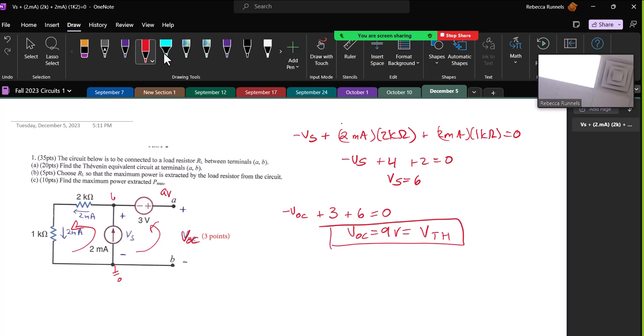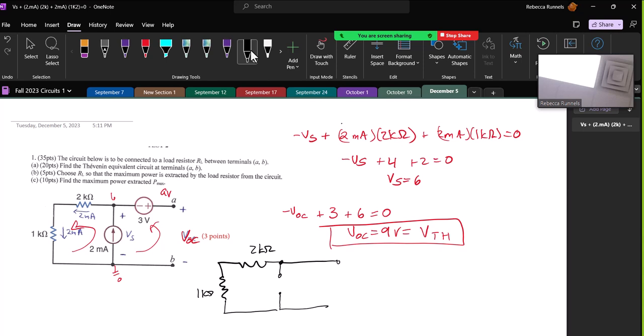There's no dependent power source. Hooray! So that means we can just do resistor simplification, and it doesn't get much easier than this one. So with resistor simplification, to find the Thevenin equivalent resistance, you make voltage sources shorts, so that 3-volt voltage source becomes a short. And this is 2 kiloohms. This is 1 kiloohm. So voltage sources become shorts, and current sources become open. So that just becomes open, so it's like it's not even there.